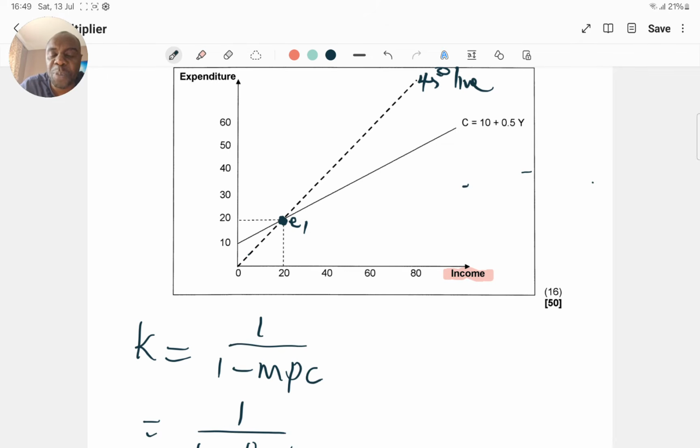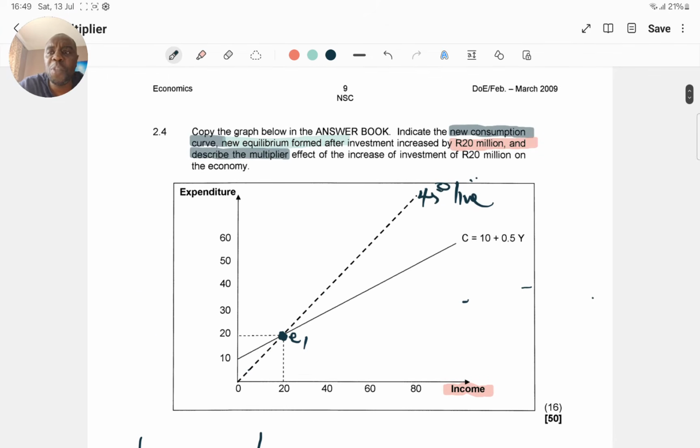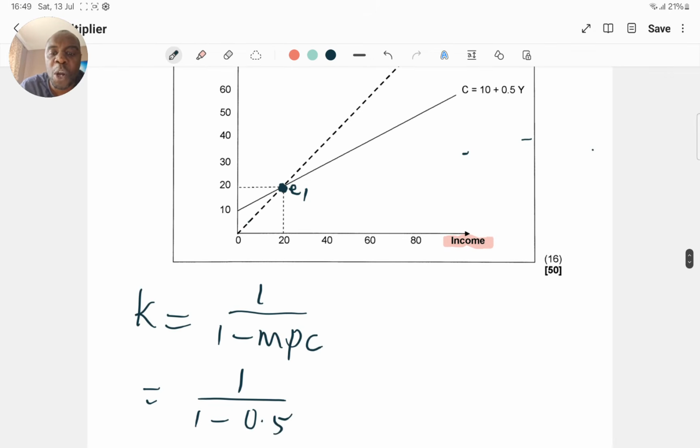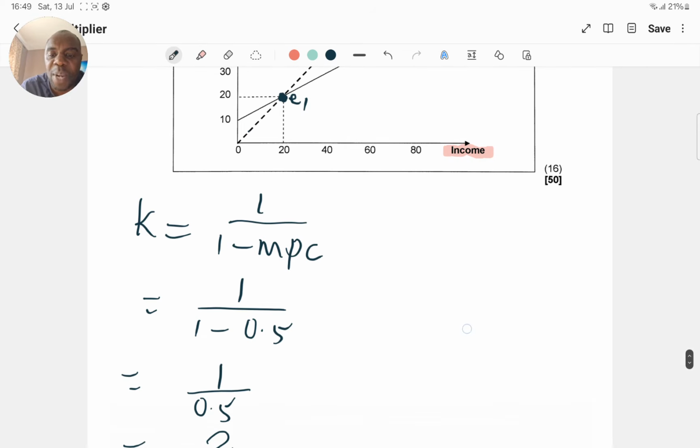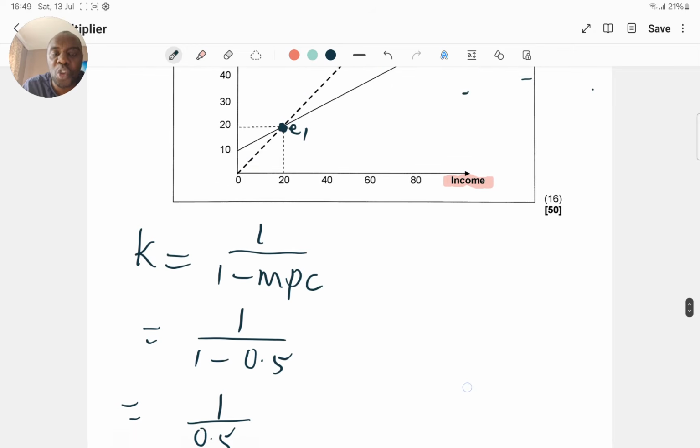Let me put this into perspective. It simply means that if we spend 10 cents, we are going to get 20 cents. If we spend 30 cents, we are going to get 60 cents, because the size of our multiplier is 2. It tells us how much income is generated from the initial expenditure. So our multiplier in this case is 2.